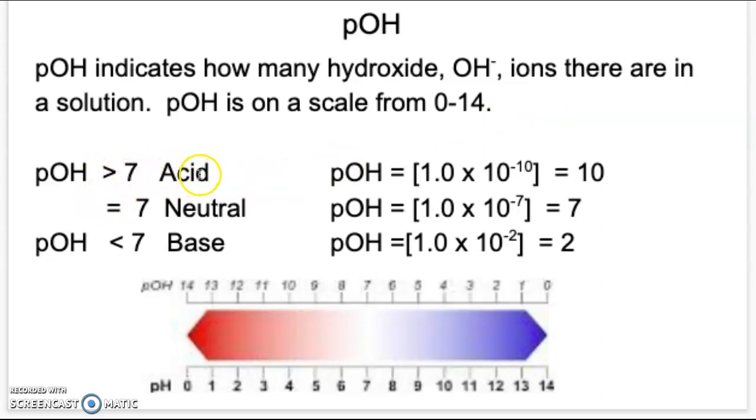So if it's greater than 7, it's an acid. Okay, here it is. Greater than 7, it's an acid, so it's red. Equals 7, it's neutral. And then less than 7, it's a base, or blue. pOH is the same trend. If the pOH is 10, meaning it's an acid, it's times 10 to the negative 10. If the pOH is 7, it's times 10 to the negative 7. If the pOH is 2, it's times 10 to the negative 2.